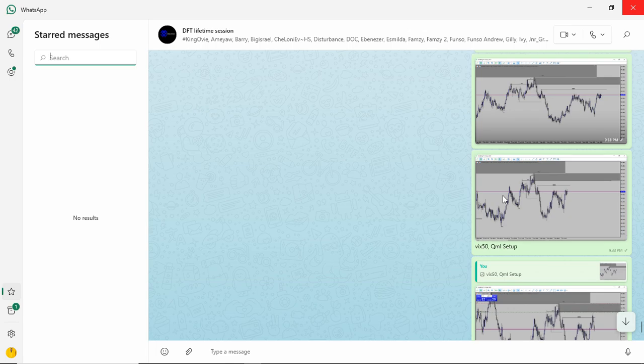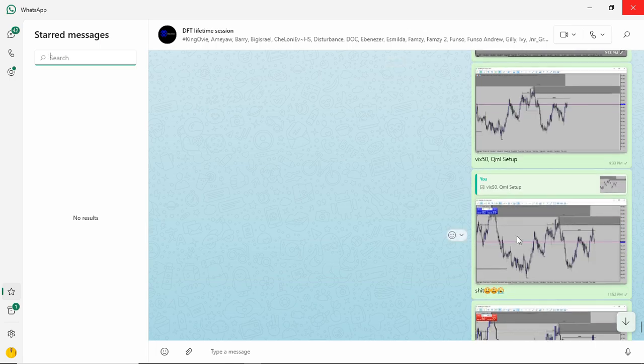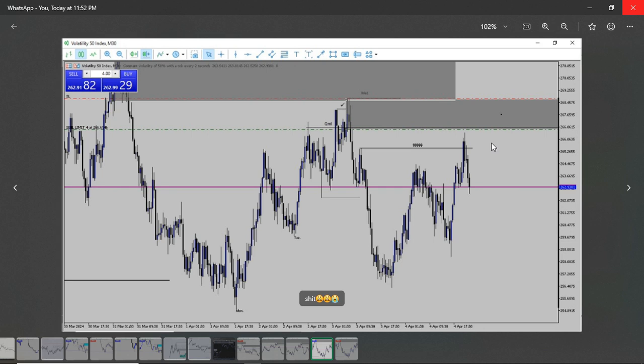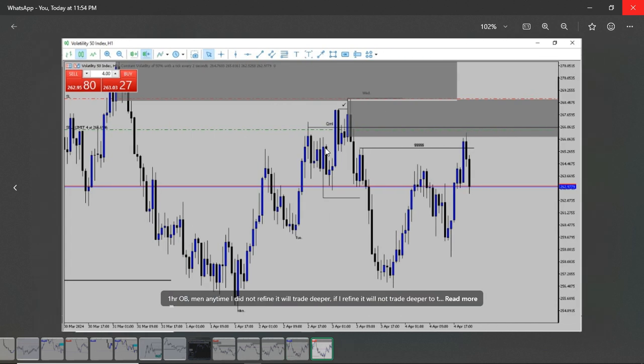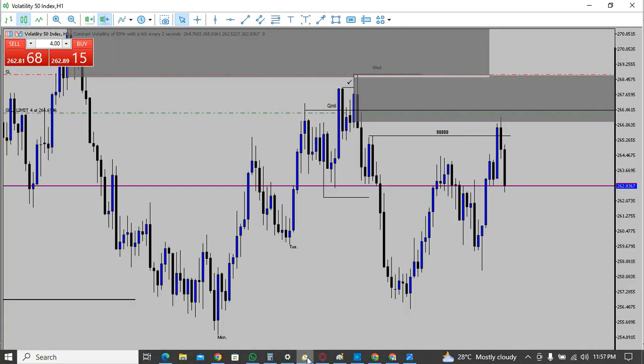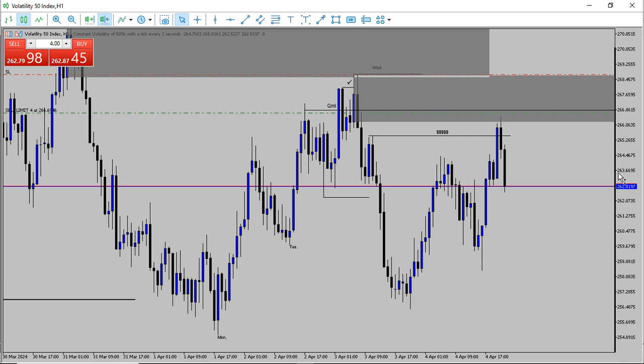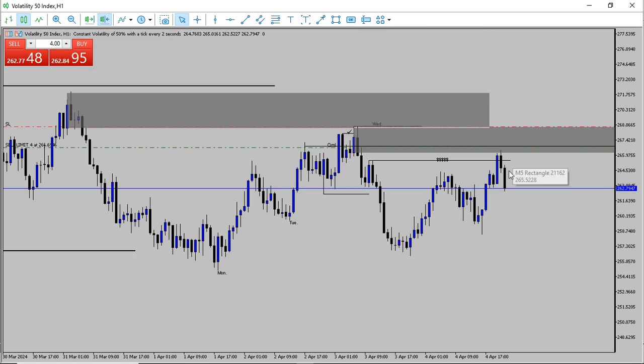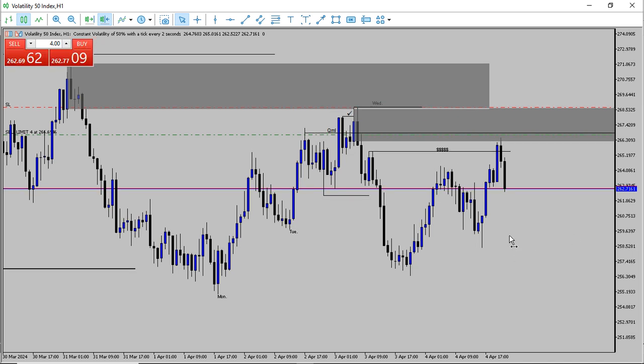So I missed the setup. It didn't come to my family. It actually went for the 1 hour block after doing the hunt right here. So this is it on the 1 hour time frame. So let's quickly go to the chat and you will see I can't actually take the trades right now because of fear of missing out. So I already missed it, so I don't need to take a trade on it anymore.